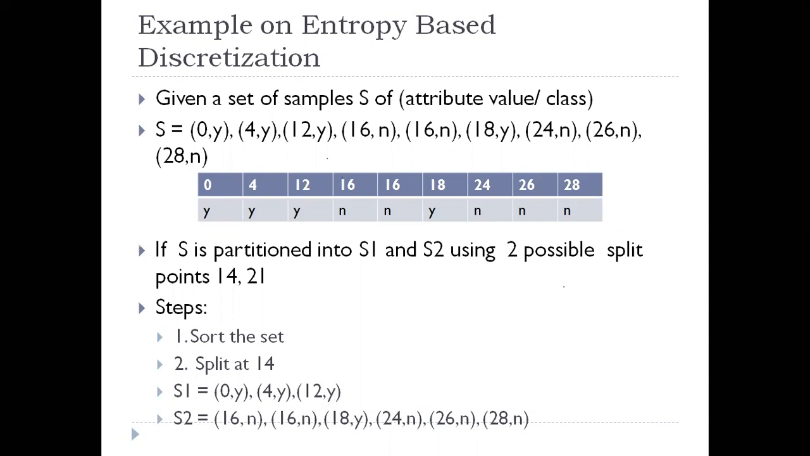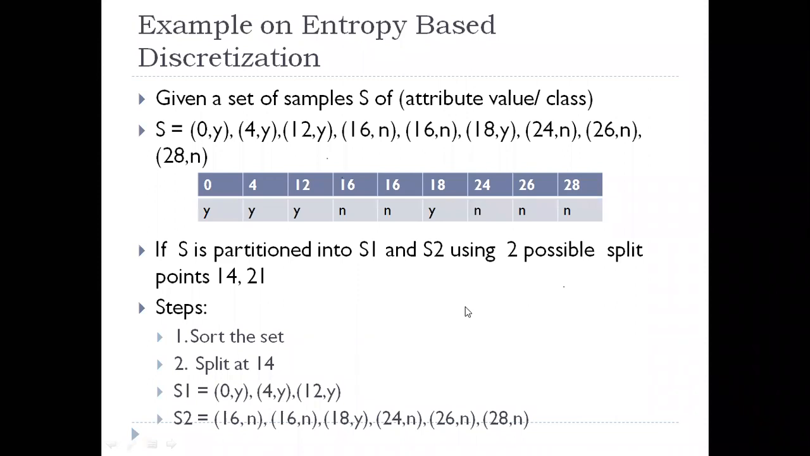Now, S is partitioned into S1 and S2 using two possible split points. Usually they'll give us the split points where we have to split the entire set. First, we'll try to take the split at 14. When we are taking a split at 14, I will be getting 0, 4 and 12 in one set, and that will be S1. Another, S2, will be the rest of it. So out of 9, when I'm taking 3, the rest is 6, isn't it?